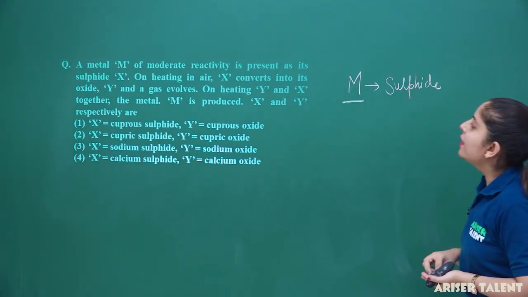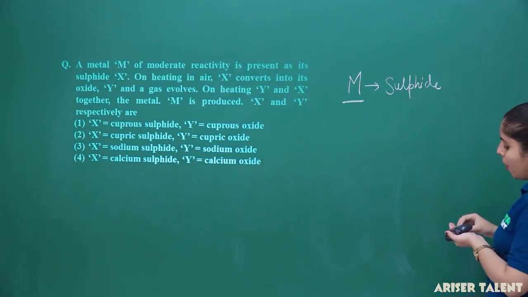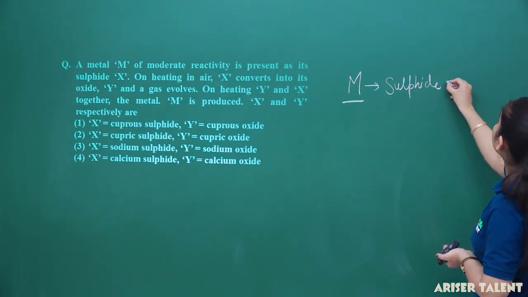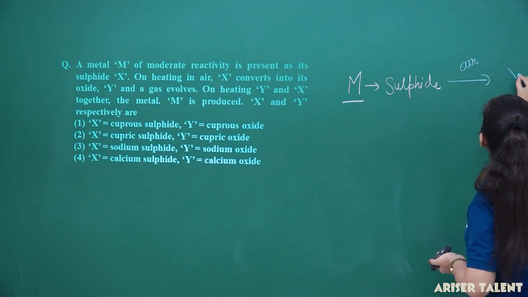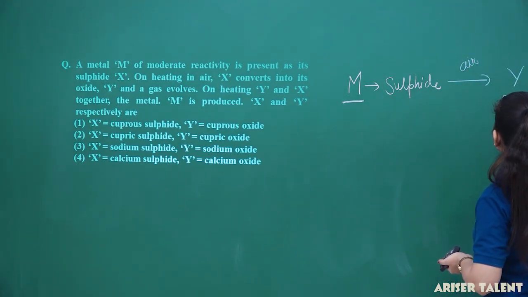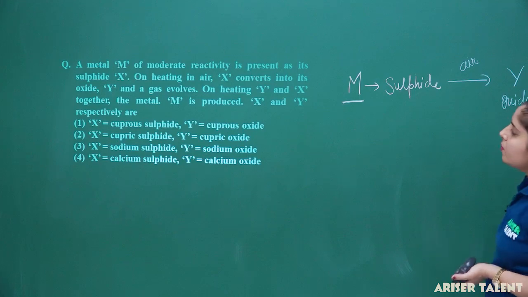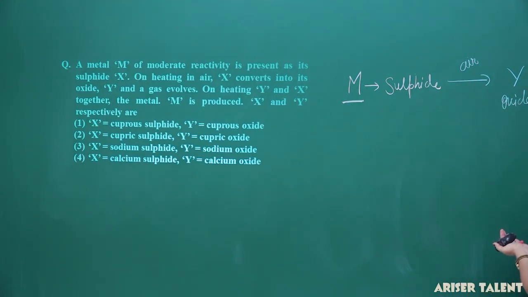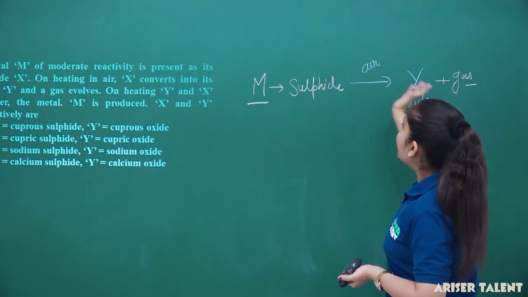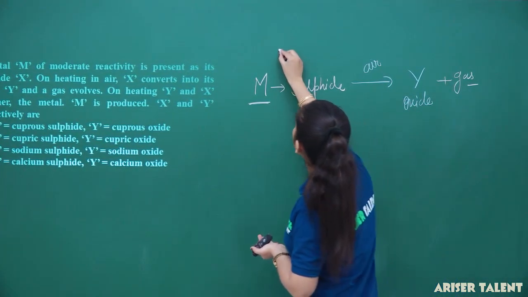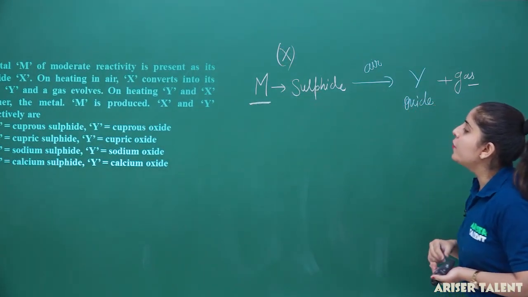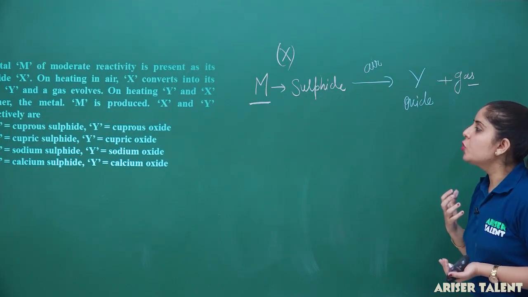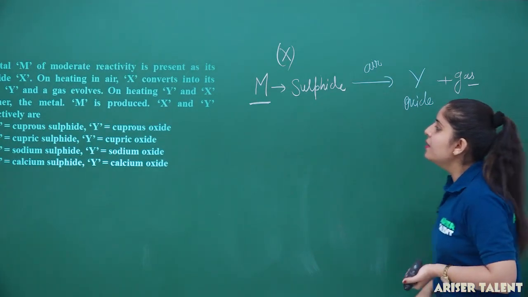On heating in air, it is converted into a compound Y, which is the oxide. If I am heating it in the presence of air, I am getting a compound Y, which is an oxide, and a gas is also evolving here. On heating Y and X together, where X is the metal sulfide, you will again get a metal M produced. So you have to identify X and Y respectively.